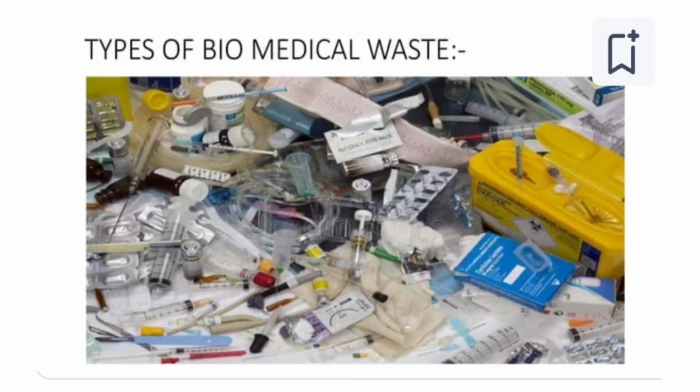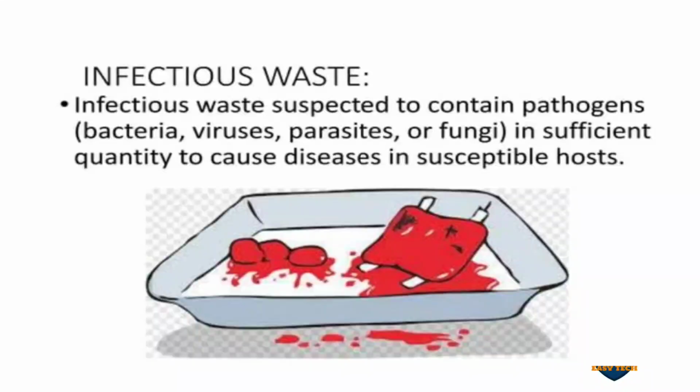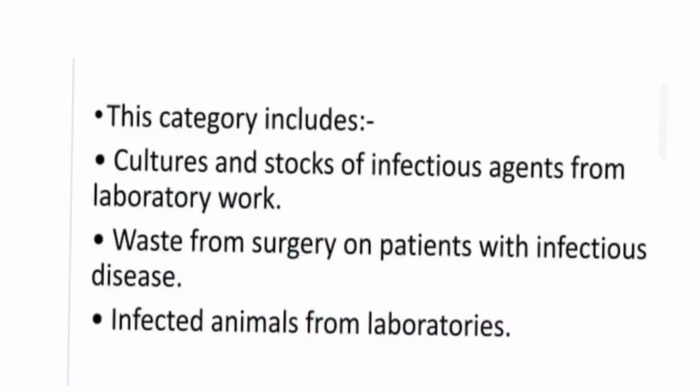So types of biomedical waste, we will see one by one. There are so many types of biomedical waste. Under that, first comes the infectious waste. Infectious waste is suspected to contain pathogens like bacteria, viruses, parasites, fungi, etc., in sufficient quantity which can produce a disease in the host or any human being. This category includes cultures and stocks of infectious agents from laboratory work and waste from surgery on patients with infectious diseases like hepatitis B, C, AIDS and so on. Then infected animals from laboratories.